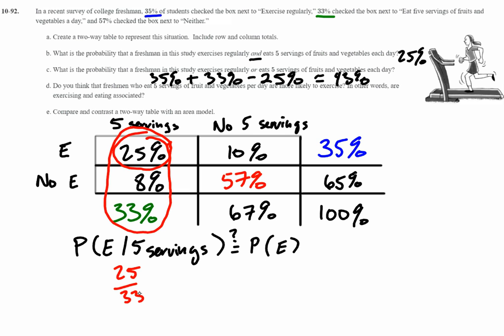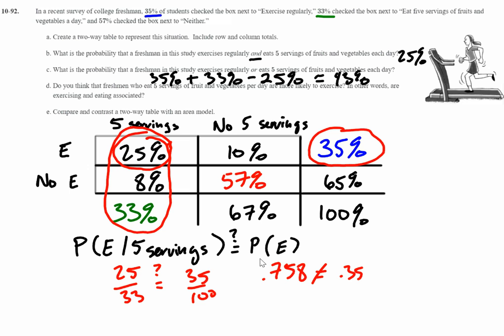Now these are percentages, but I can divide the decimals as well, and it will get the same relative decimal from that. And then the probability of exercising is 35% out of the 100. So I can just take 35 out of the 100. Let's check to see if these are the same, but I think you can kind of tell with them. So as we've compared these decimals, you know, a much higher probability of E given 5 servings.